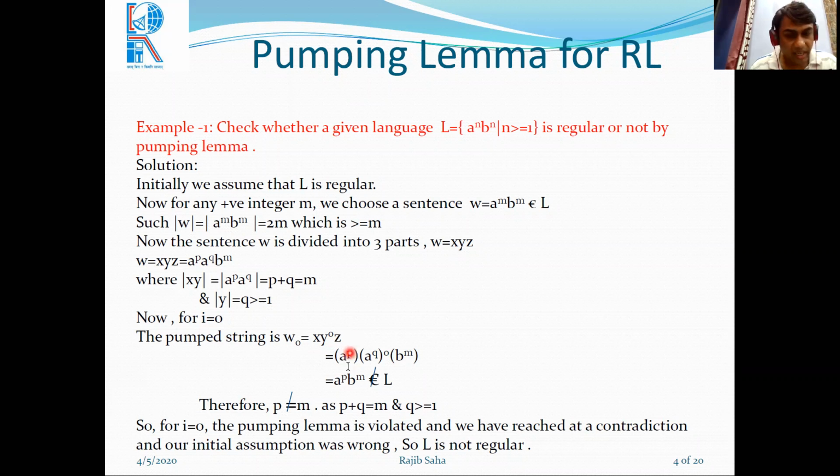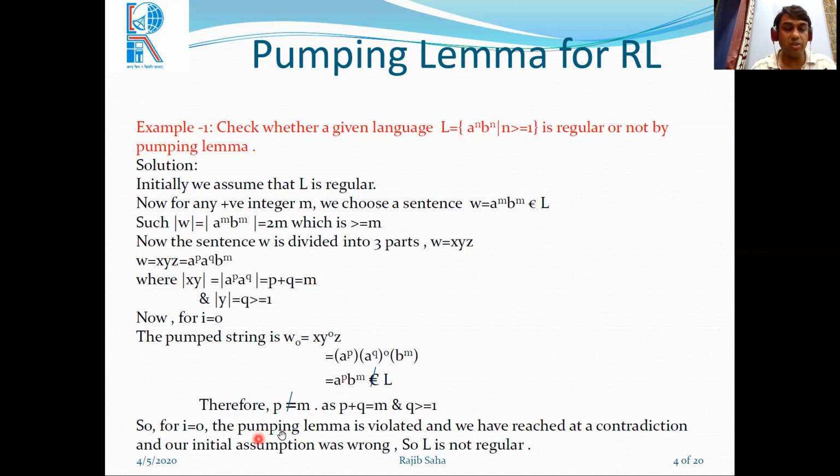It is a to the power p, a to the power q whole to the power 0, because it is the y, and b to the power m. As it is 0, this part vanishes, and we have a to the power p, b to the power m, which does not belong to L. Why does it not belong to L? Because p is not equal to m. Why is p not equal to m? Because p plus q is equal to m, and the q part is not 0, because q is the y, and that is greater than or equal to 1. So that means p is not equal to m, so p plus m is not equal to 2m.